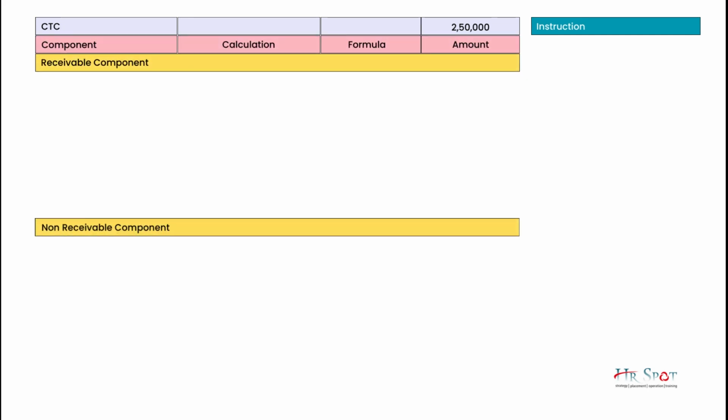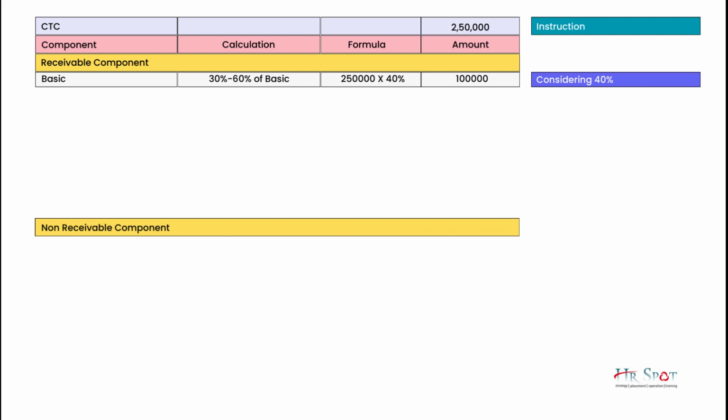So the first CTC amount that we are going to discuss is 2,50,000. So we are considering the CTC amount, that means the cost to company, the amount the company has decided, is 2,52,000. We are going to divide it into two parts as we mentioned, receivable and non-receivable. In the first part, receivable, let me include the first component, that is basic, and we know that the basic can be anything between 30 to 60%. In our example, I am taking 40%. So the basic will be 40% of 2,50,000, that is 1 lakh.